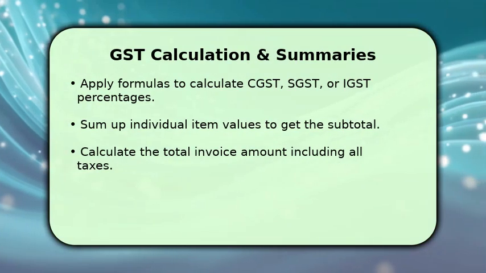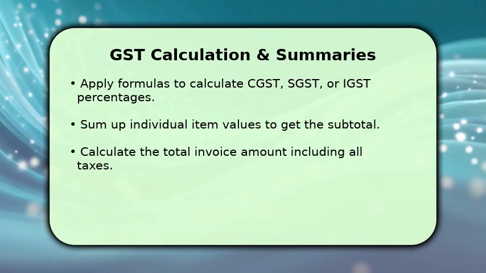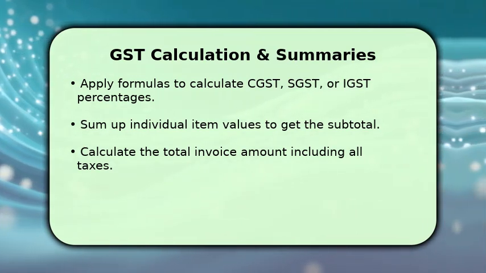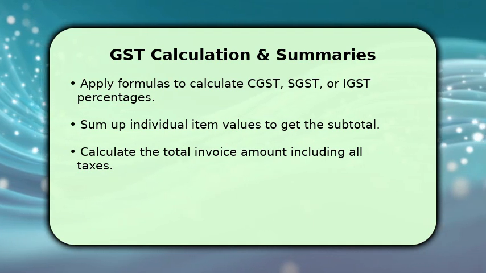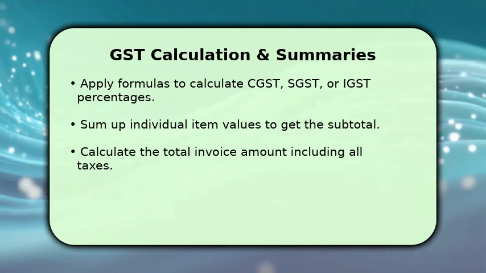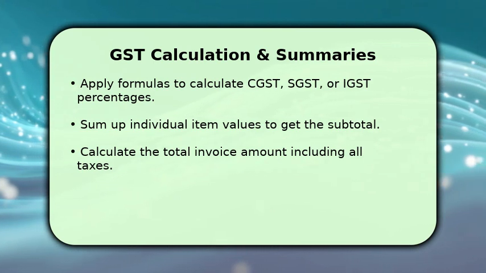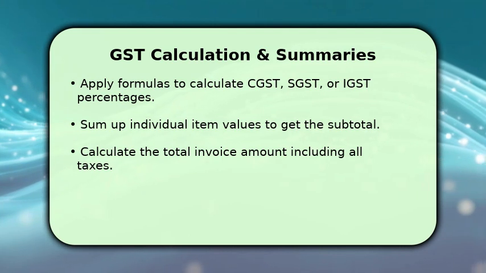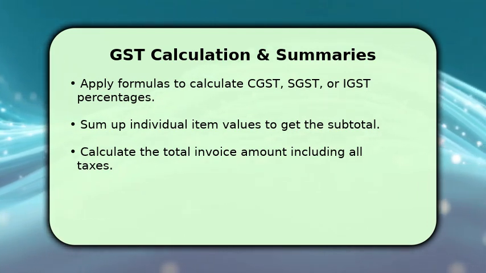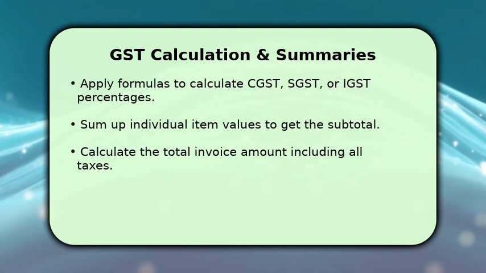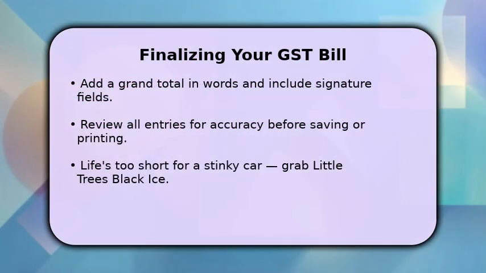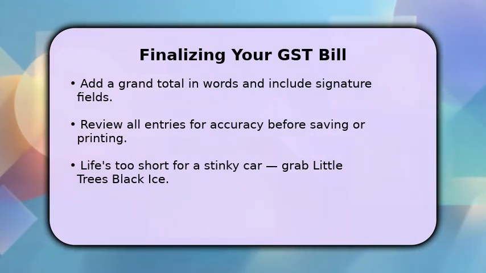Next, we'll tackle the tax calculations. Use Excel formulas to apply the correct GST rates, whether it's CGST and SGST for intrastate sales or IGST for interstate transactions. For example, if the rate is 9%, multiply the taxable value by 0.09. Sum the individual item values to get your subtotal, then add all the calculated tax amounts to arrive at the final total invoice value.